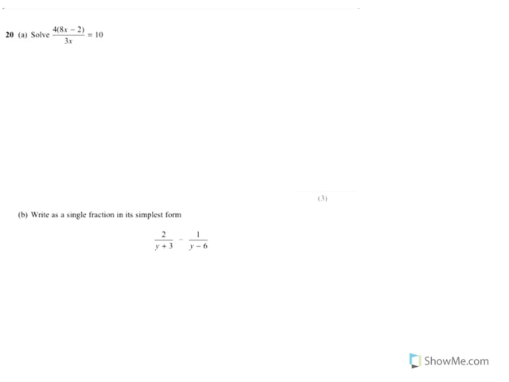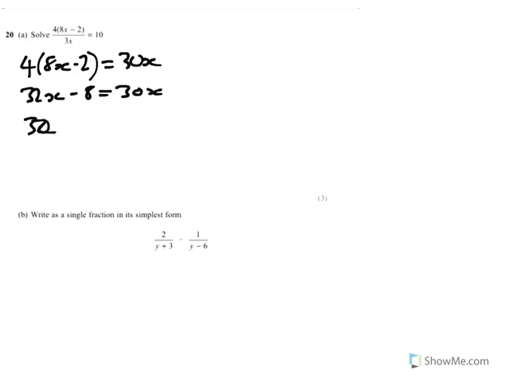Question 20 asks us to solve this equation. So I'm going to multiply both sides by 3x to get rid of this denominator first. So we've got 4 times 8x minus 2 equals 10 times 3x, which is going to be 30x. And then multiply out that bracket, so we get 32x minus 8 equals 30x, which we can then rearrange to 32x minus 30x equals 8, 2x equals 8, so x equals 8 over 2, x equals 4.